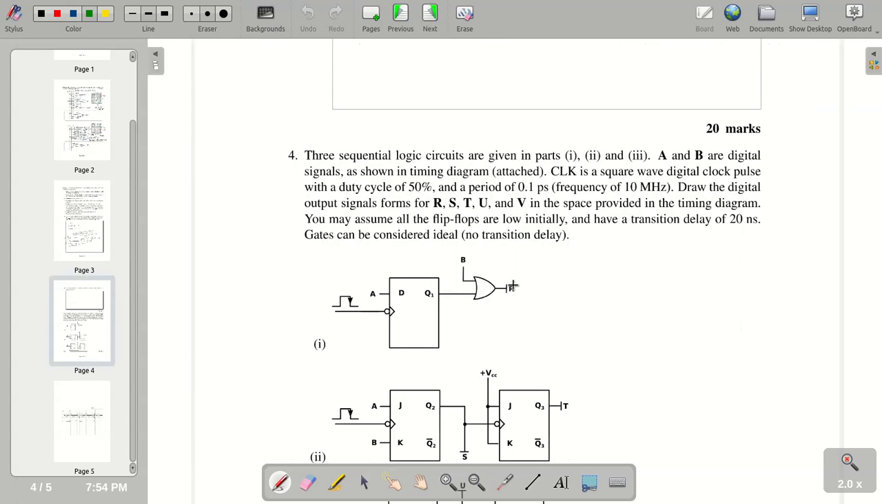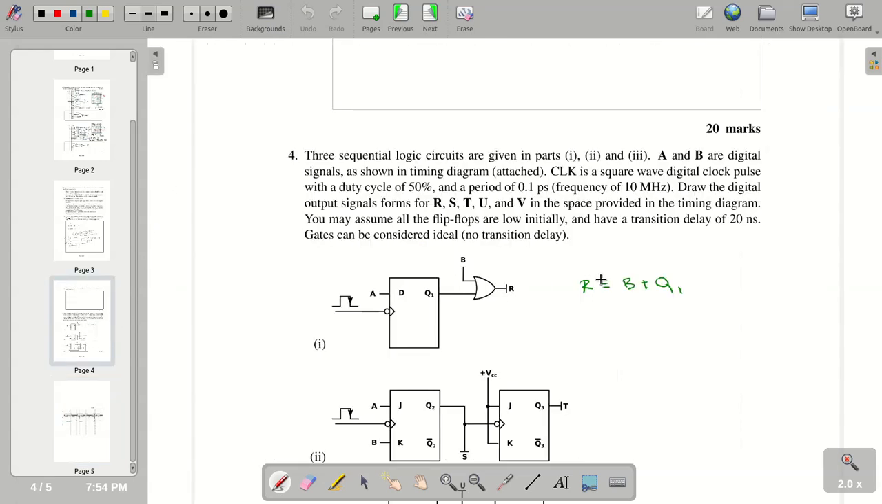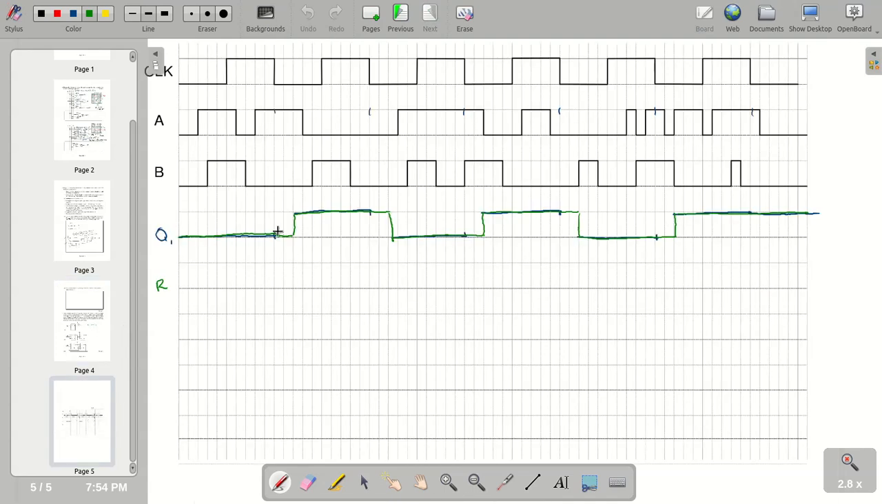Now we also need to give R, which is B OR Q1. That is the output that we actually have to mark. So we need to go back over here and put R. R is Q1 OR B, so whenever Q1 OR B is high, this should be high. We can consider gates to be ideal, so we look at Q1 and B, and whenever either one of them is high, this goes high.